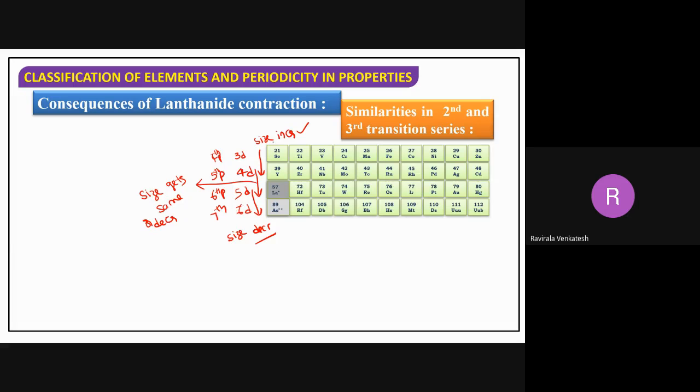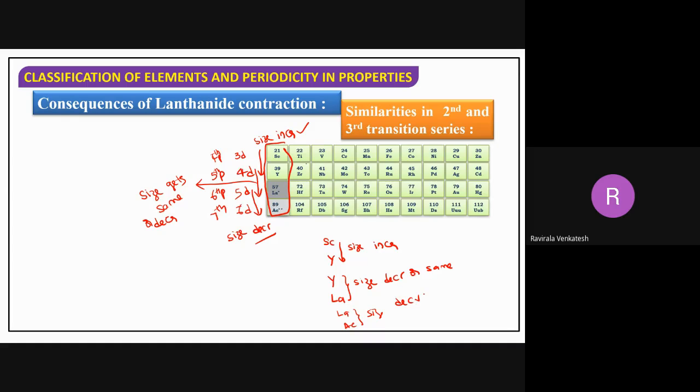So when you observe, I'm taking this series. From scandium to yttrium, the size increases, right? But from yttrium to lanthanum, the size is not increasing; it is decreasing or somewhat the same. Similarly, from lanthanum to actinium, again the size is somewhat decreasing or remaining the same.